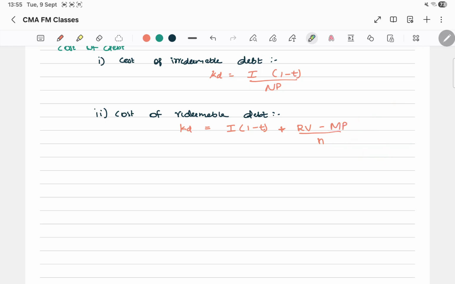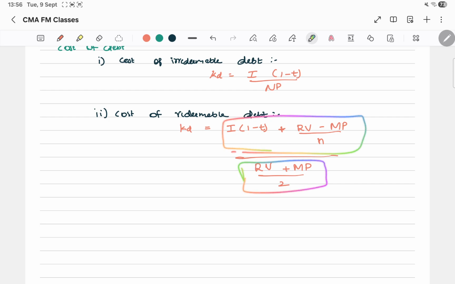Got it? If you haven't got it, just rewind the video and put it at 0.75 speed, and you can listen. This is divided by redeemable value plus market price divided by 2. This whole thing is divided by that. First you do this part and then divide by this part. These are the two most important formulas. If tax is not given, don't include this.